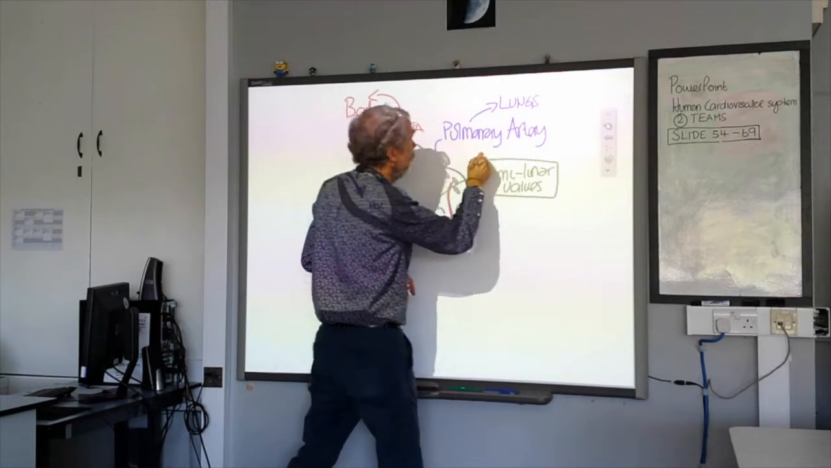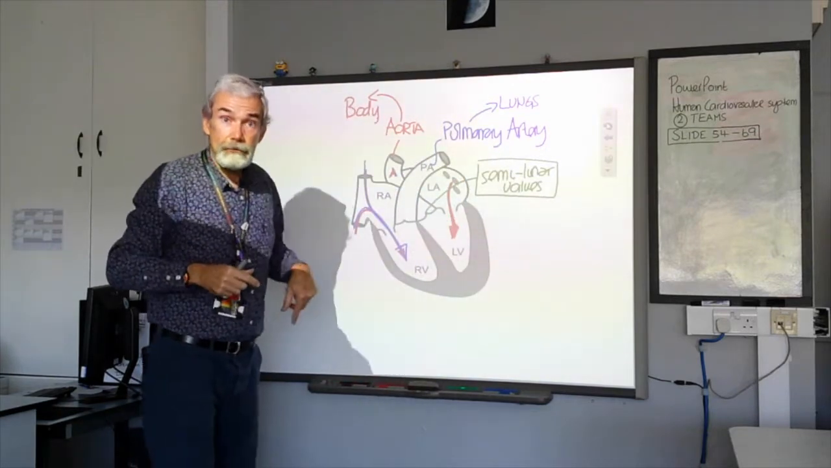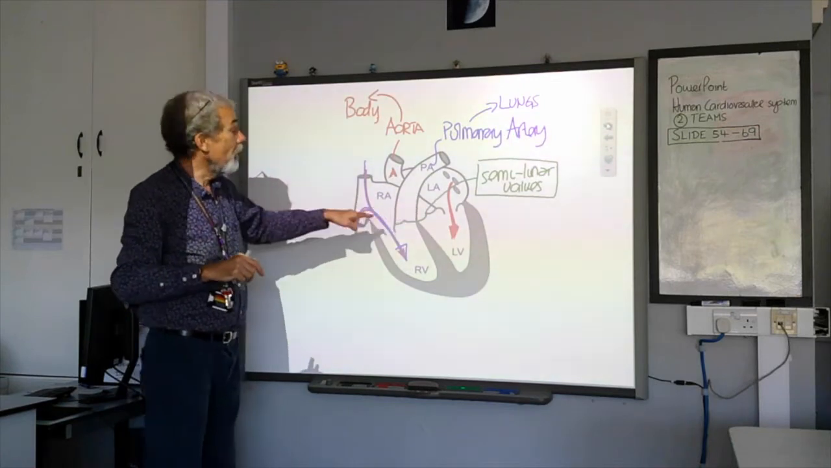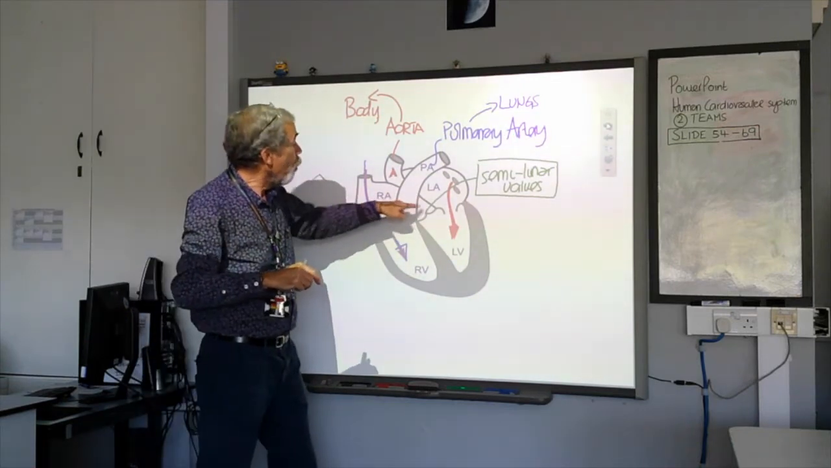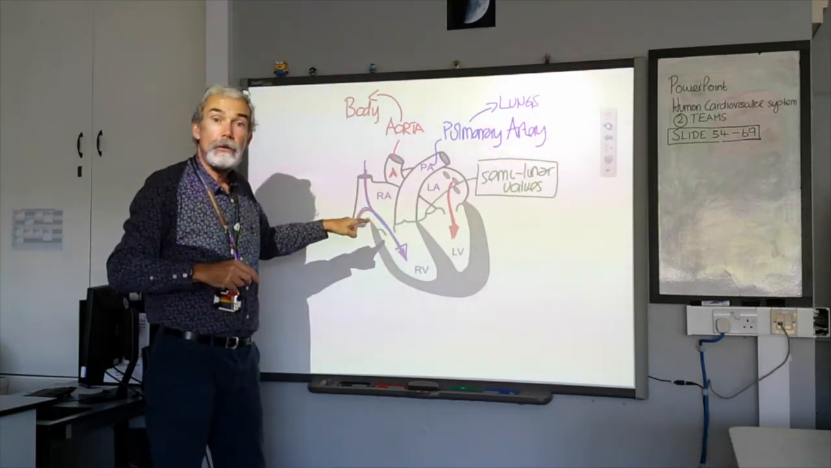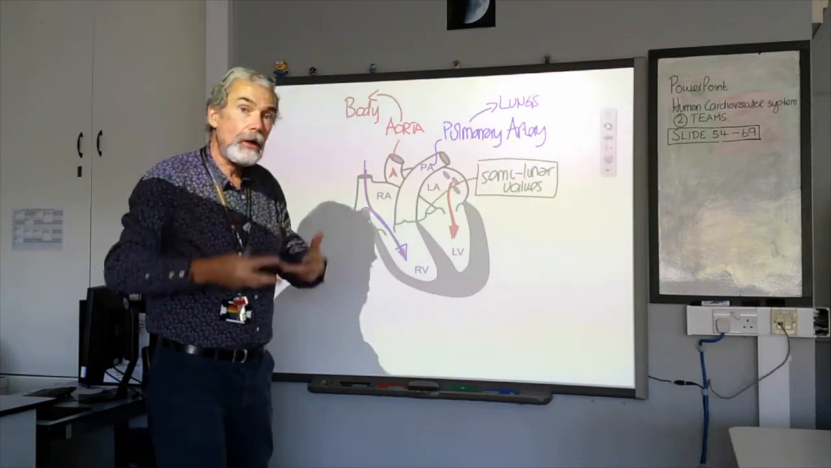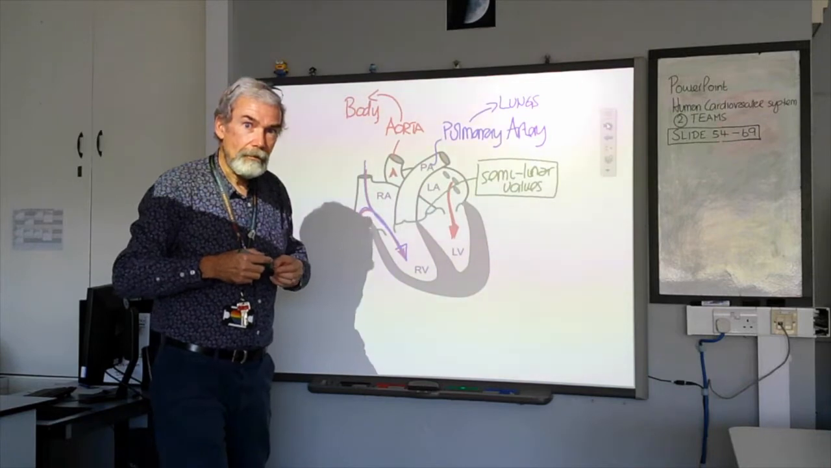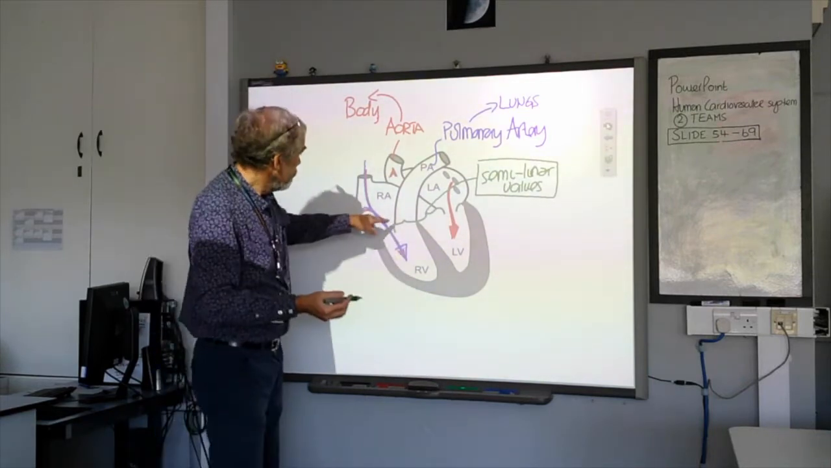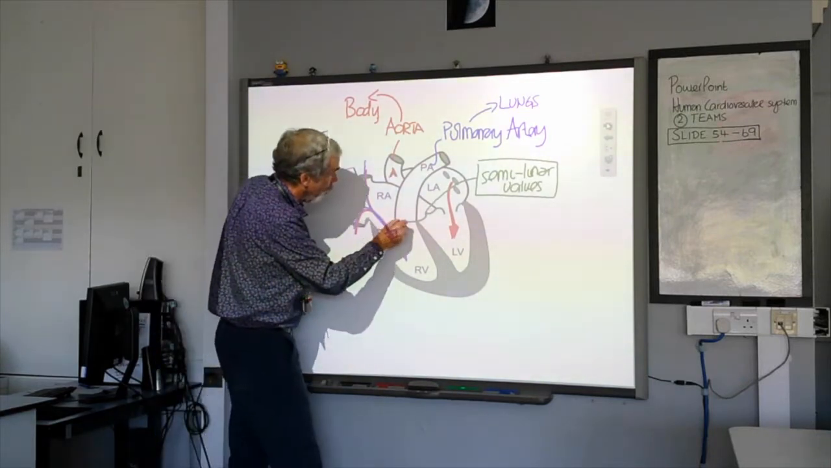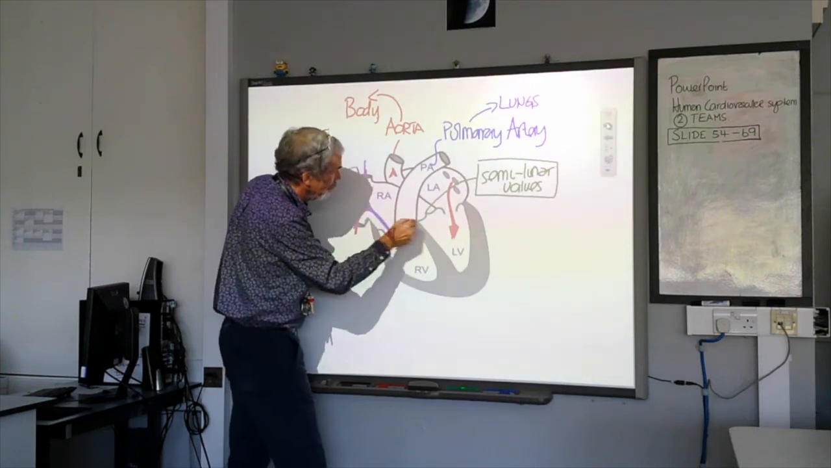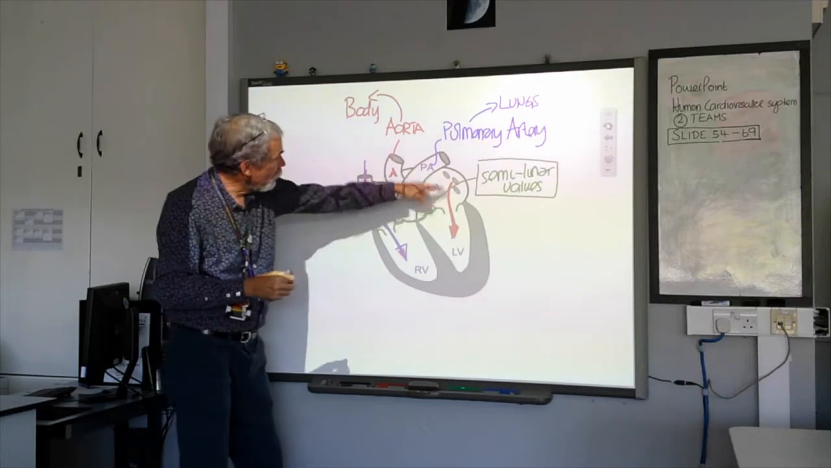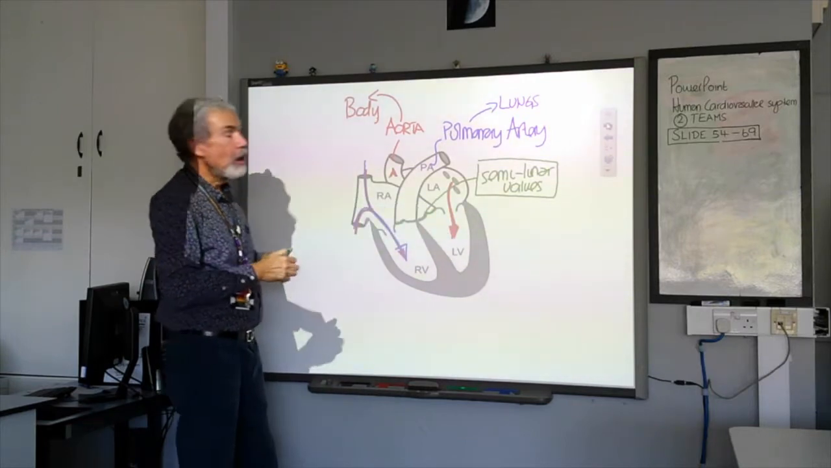They are smaller than the AV valves, much smaller than the AV valves. And if you look at this diagram, can you tell me, are they open or are they closed? Had a think about it? They're closed. Can you see here that they are closed? This one is closed, and this one is closed. The AV valves are open, the semilunar valves are closed.